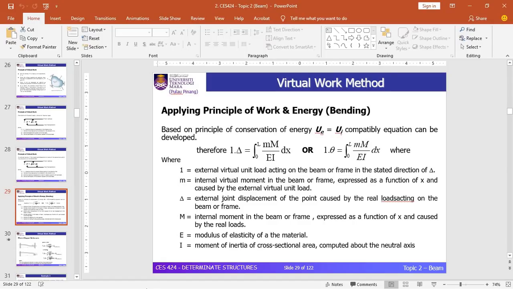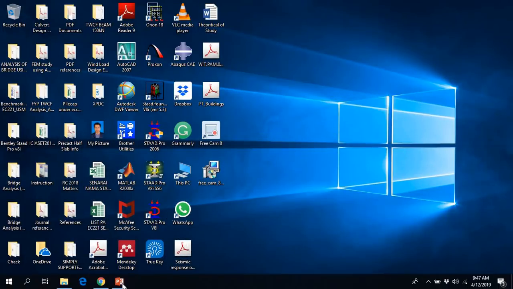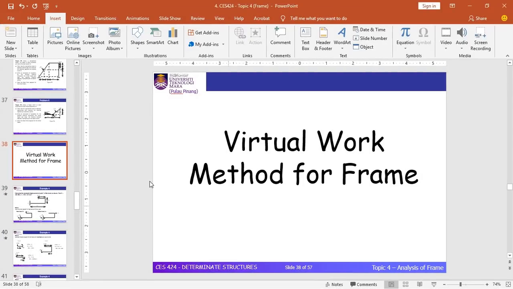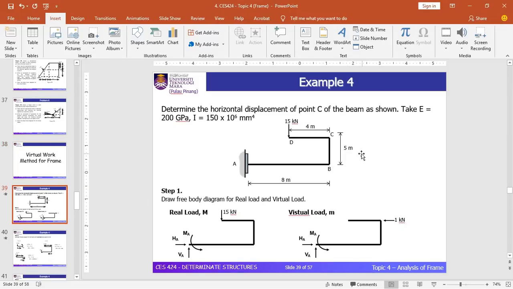Okay, so let's return to the slide in topic 4. I'm going to give some demonstration on how we can apply this virtual method in the frame. Without further ado, let's look at example 4.